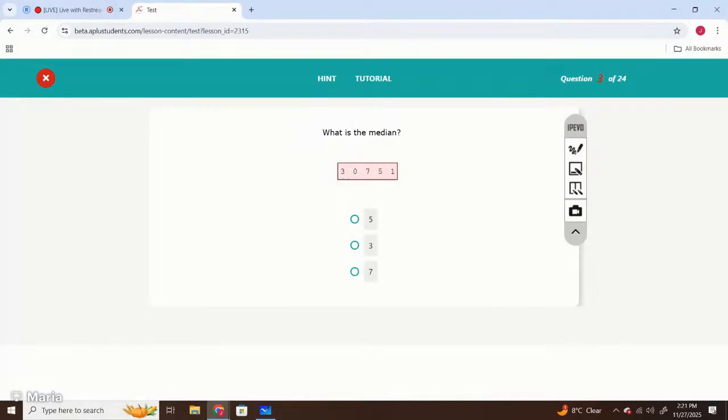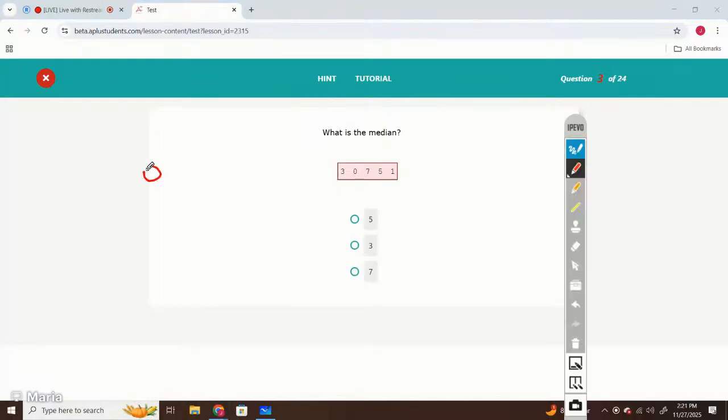What is the median? So we need to arrange the numbers from least to greatest to calculate the median. So let's just arrange. That is 0, 0, 1, 3, 5, 7. So what is the median?